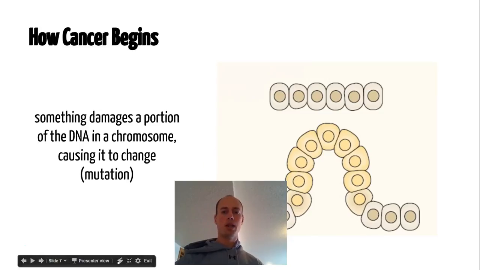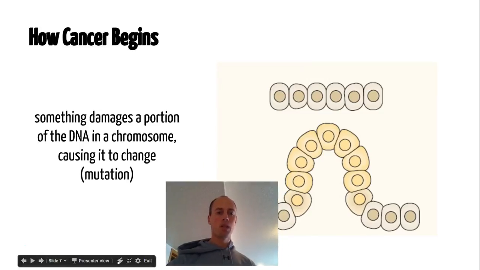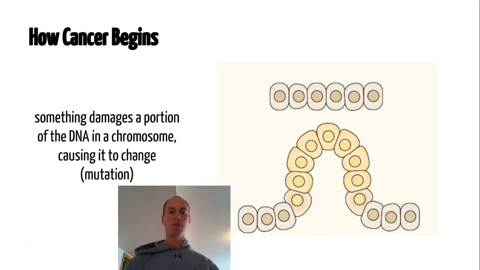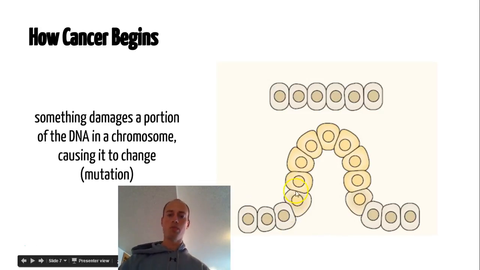Here's how cancer begins. First, something damages a portion of the DNA in a chromosome, causing it to change. So there's a mutation. This is an injured cell, a cell that has mutated or changed, and it doesn't perform the jobs that it's really supposed to. So that's where things start.